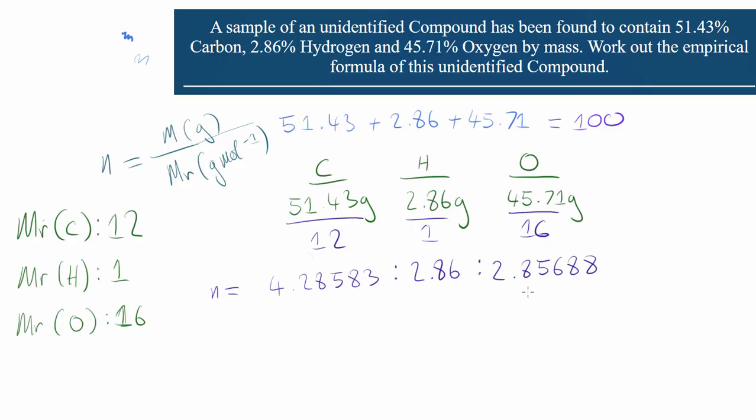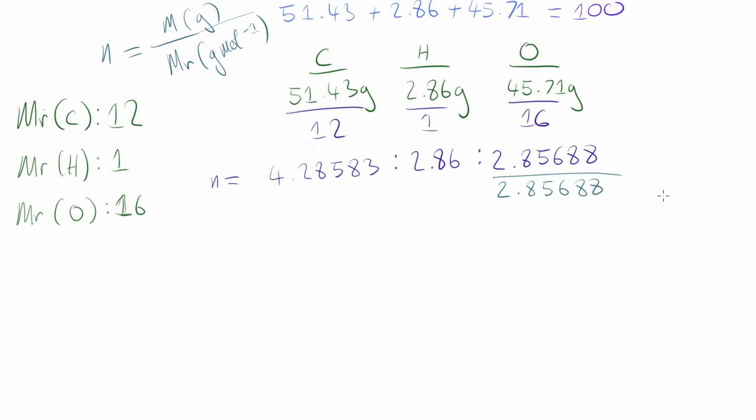Okay, so when we divide this by itself, which is the smallest one, by 2.85688, we know that at least one of these is going to come to a whole number, right? That one's going to be 1, right? So, okay, let's do the other one, and then this one as well, 2.85688, right? And so at this stage, I invite you to have a go, see what you get when you work those out.